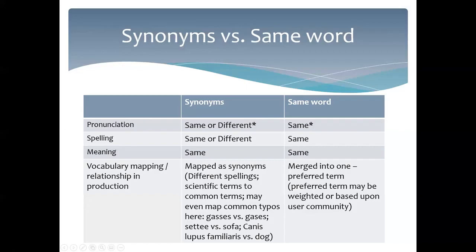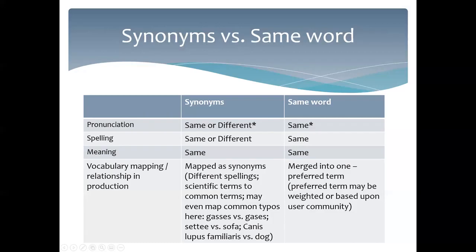Synonyms is where you're going to probably spend more time, because you'll have to be thinking about what your preferred term is going to be, and then what are you going to do with those synonyms? So think about, in addition to just regular synonyms, different spellings like color and colour, scientific terms versus common terms. And you may even map common typos here or variants of spelling. So gases with 2 S's, gases with 1 S, settee versus sofa.